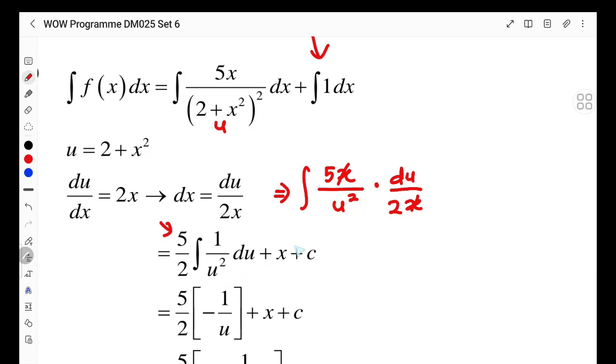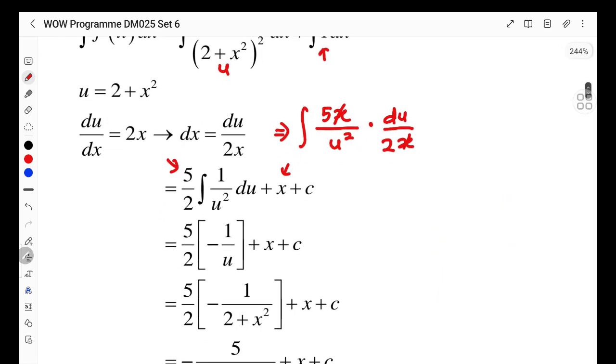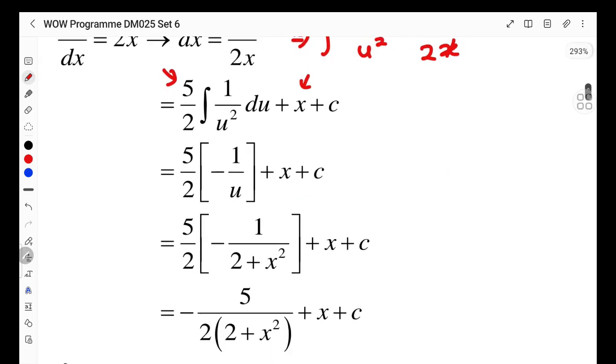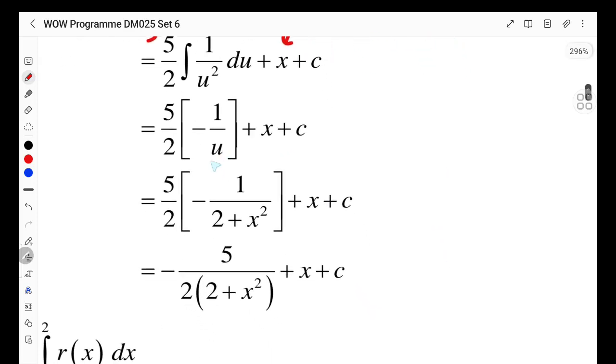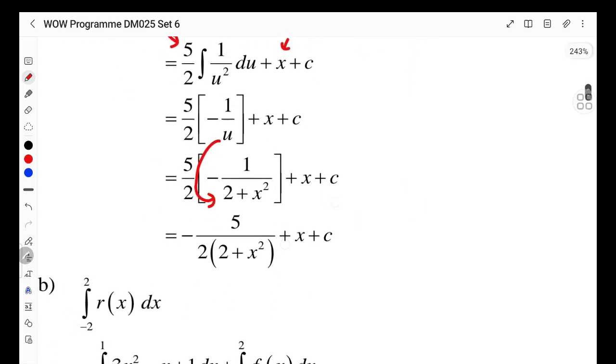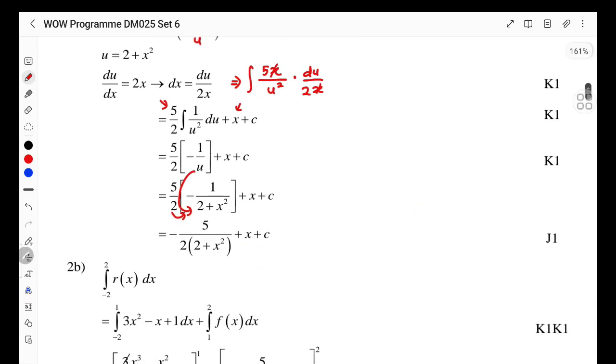1 over u squared du. Plus x comes from here, integrate 1, you get x plus c. Now integrate 1 over u squared, you will get negative 1 over u plus x plus c, and then substitute back your u, which is 2 plus x squared, and then you multiply your constant inside the bracket, you get negative 5 over 2 times (2 plus x squared) plus x plus c.